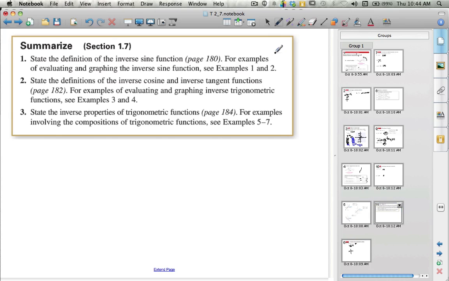Right, so we went through inverse sine functions and we graphed them, and we did some evaluations. We did inverse cosine, inverse tangent functions. We didn't exactly graph them, but we talked about what they were going to look like. You'd follow the same sort of patterns we did for the sine function. And then we went through the inverse properties of trig functions, and we did compositions with trig functions. That's it for 1.7.